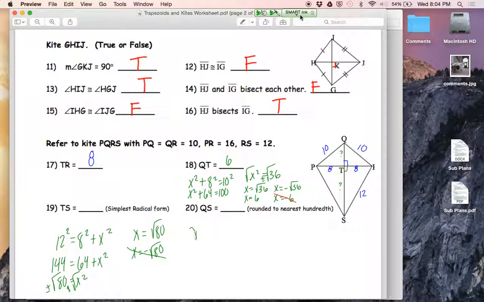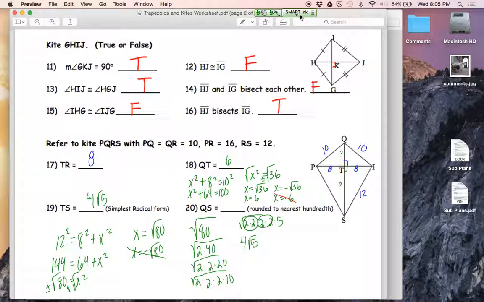And I'm going to simplify my square root of 80. So square root of 80 is 2 times 40, which is 2 times 2 times 20, which is 2 times 2 times 2 times 10, which is 2 times 2 times 2 times 2 times 5. So I got a pair of 2's here and a pair of 2's here. For each pair, one comes out. So we end up with 4 root 5. So TS is 4 square root 5.